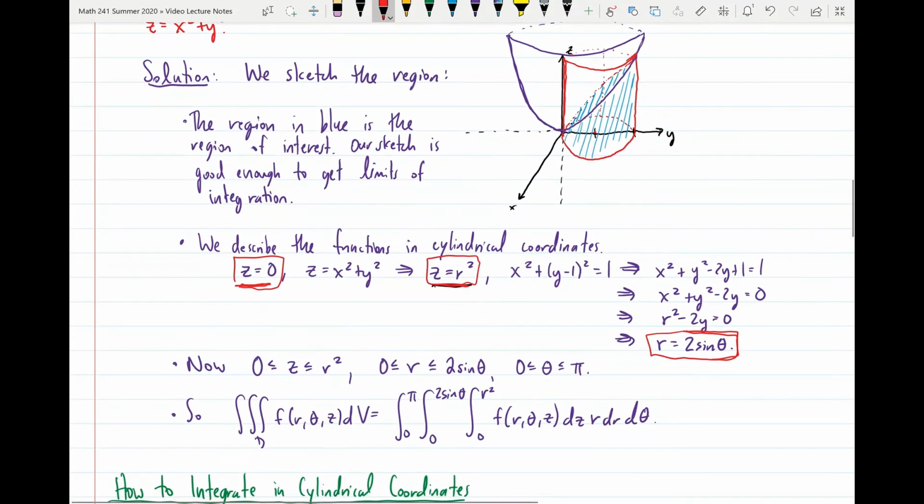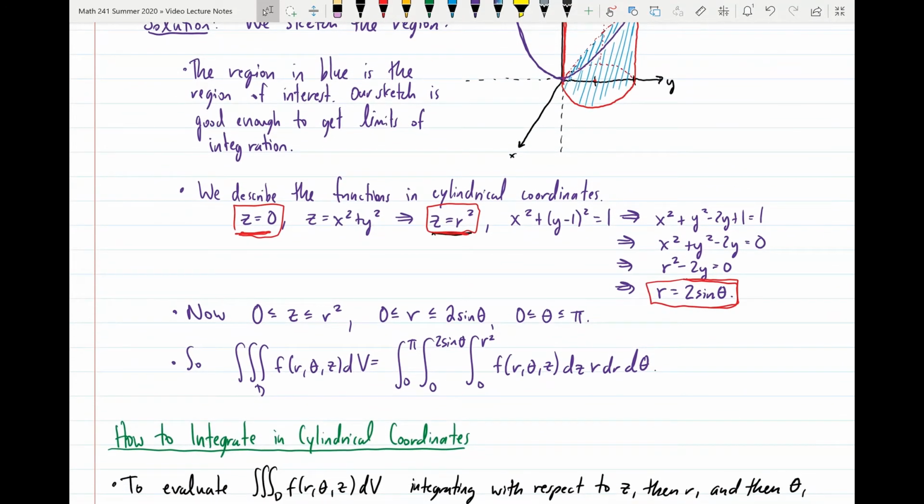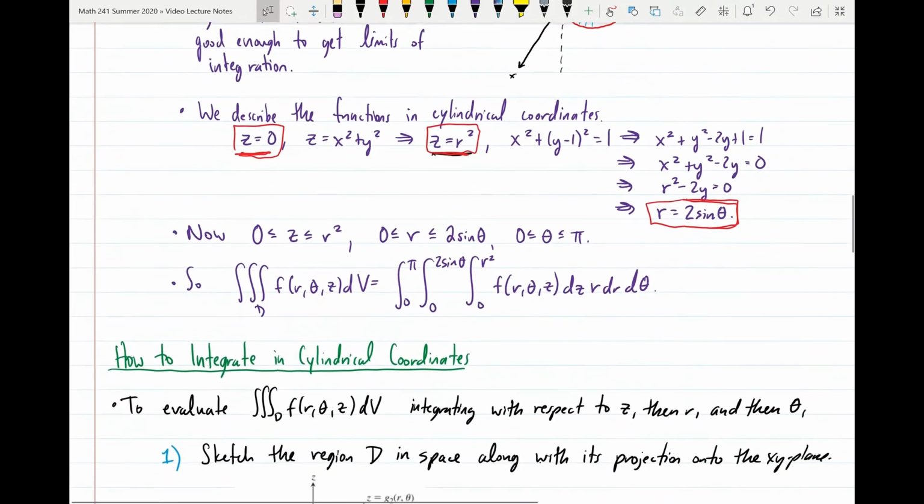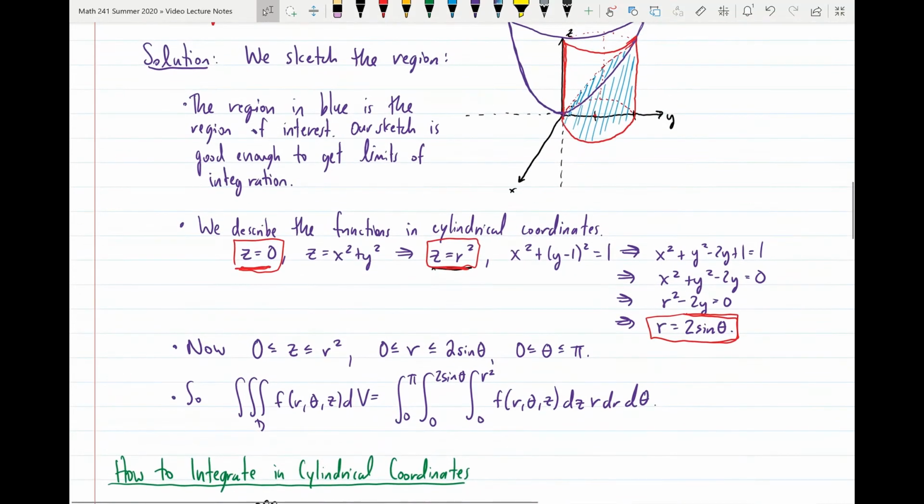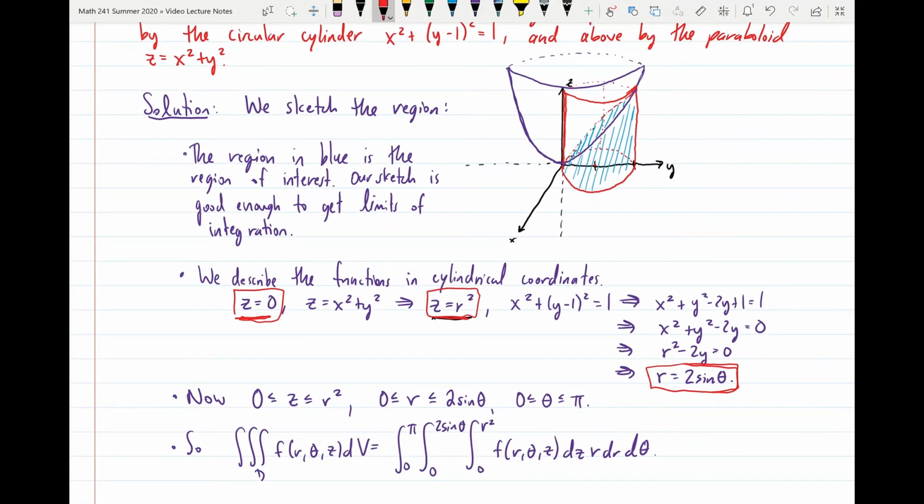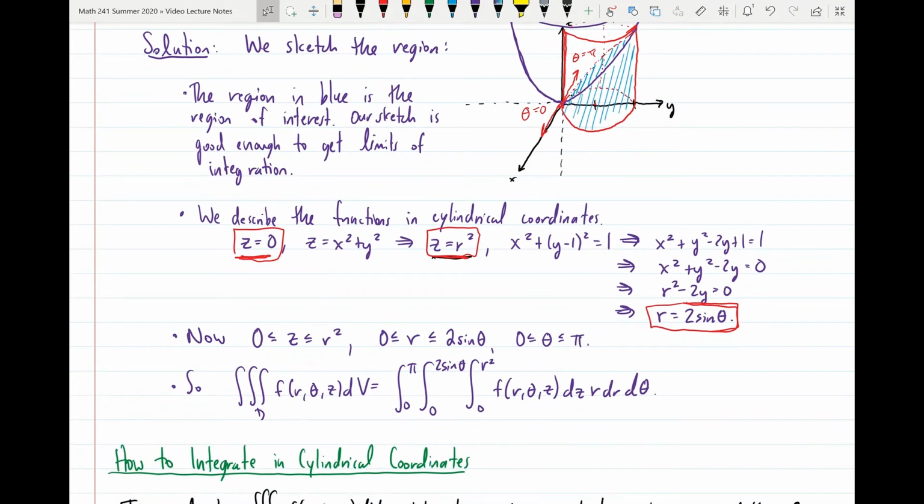Once we're at that point, we can focus on the limits of integration for the variables z, r, and theta. So theta is going to be bounded by 0 and pi. If you look up at our diagram here, the lower bound for theta is along the x-axis, and the upper bound is along the negative x-axis, up here. Along the x-axis we have theta equals 0, along the negative x-axis we have theta equals pi, so that's why theta is between 0 and pi.